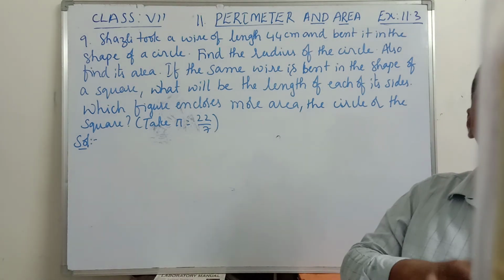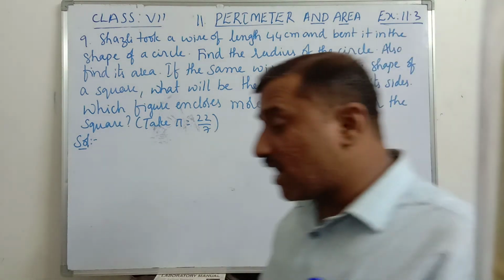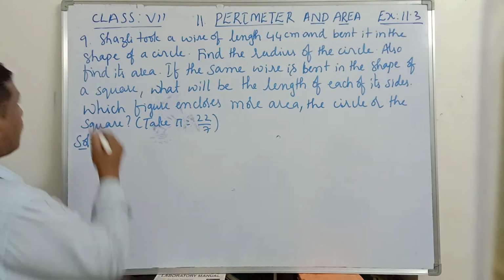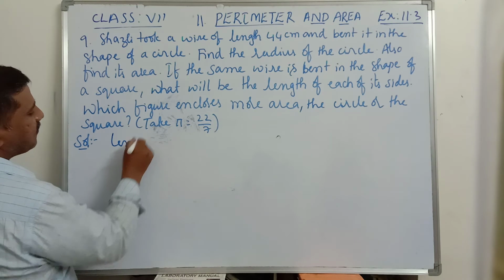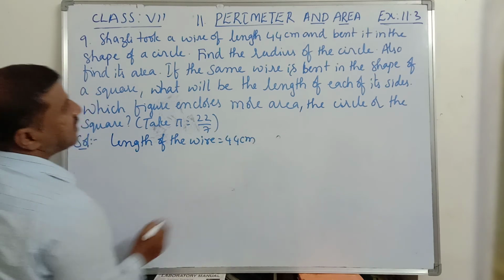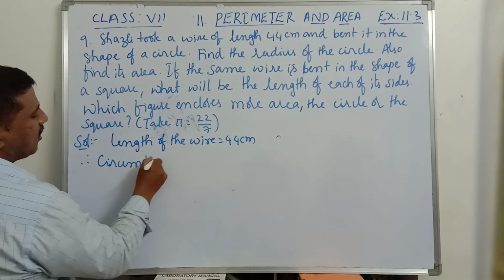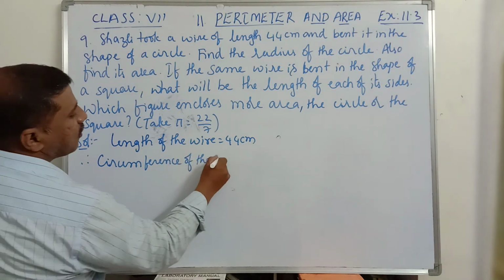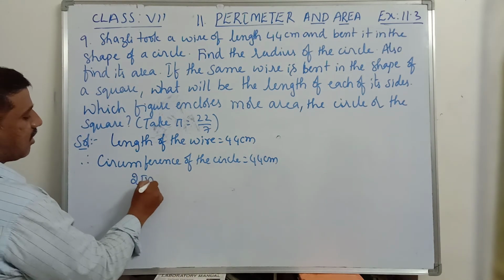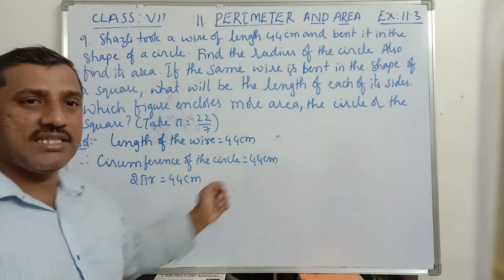A wire in the shape of a rectangle is bent in the shape of a square, then which figure encloses more area? The same kind of question, but here we are discussing a circle and a square. So here the length of the wire is equal to 44 centimeters. Now it is made in the shape of a circle. Therefore, the circumference of the circle is 44 centimeters. What is the formula? It is 2 pi r equals 44 centimeters.